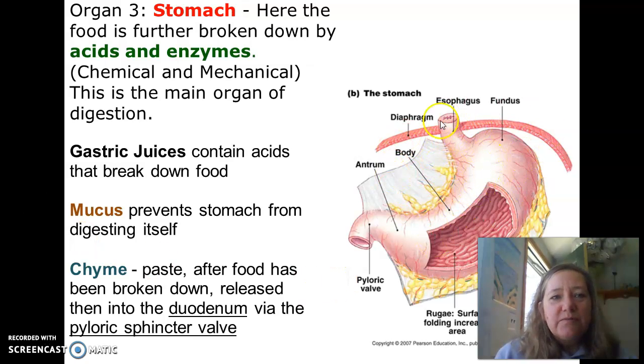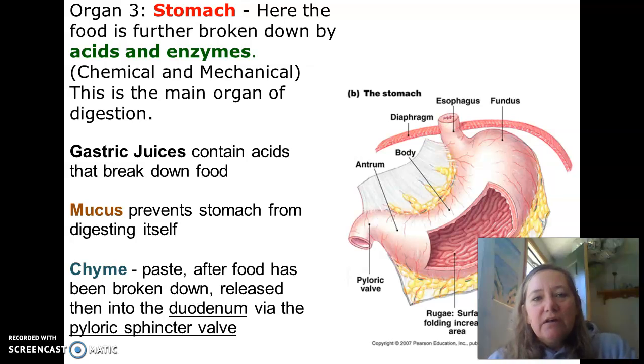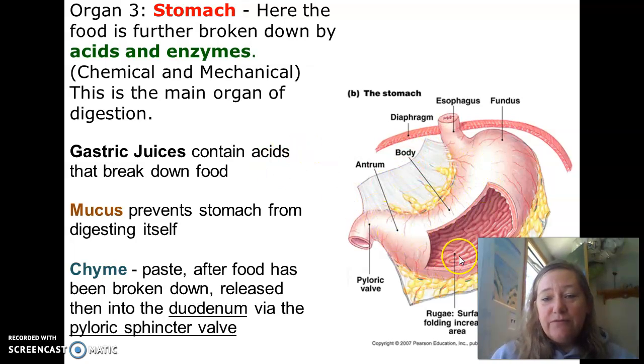Here, food is further broken down by acids and enzymes. Remember hydrochloric acid? We did that pH lab with the hydrochloric acid is like 1 on the pH scale, very acidic, and that helps break down food. Enzymes also help break down the food. How does the stomach prevent itself from breaking down itself? Well, that's this mucus. There's a lining of mucus in the stomach that stops the stomach from digesting itself.